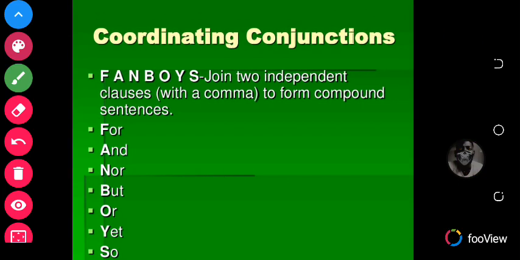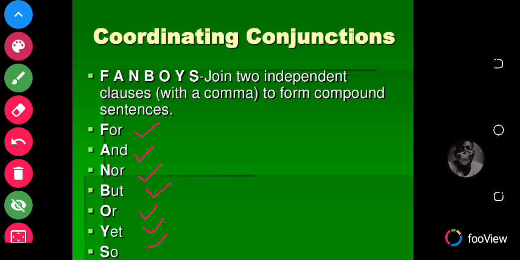When you want to make a compound sentence, usually you use coordinating conjunctions. Examples of coordinating conjunctions are for, and, nor, but, or, yet, and so. Putting them together, we form an acronym called the FANBOYS.